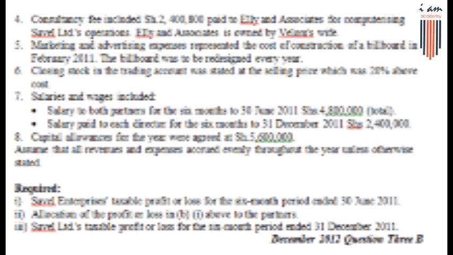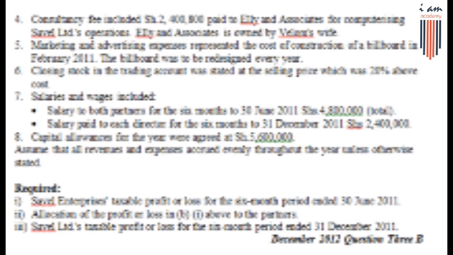Six, closing stock in the trading account was stated at the selling price, which was 20% above the cost. Number seven, salaries and wages included salaries to both partners for the 6 months to 30th June 2011, shillings 4.8 million, that is the total. Salaries paid to each director for the 6 months to 31st December 2011, shillings 2.4 million. Eight, capital allowances for the year were agreed at shillings 5.6 million. We are told to assume all the revenues and expenses accrued evenly throughout the year unless otherwise stated.